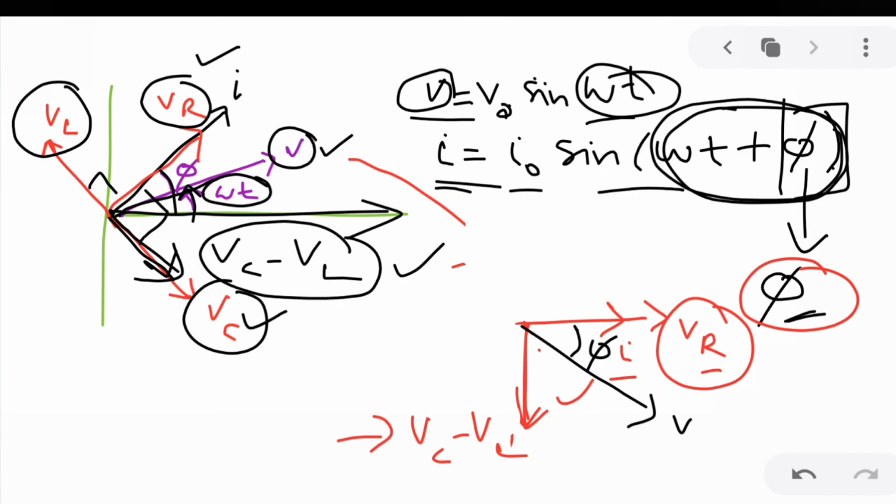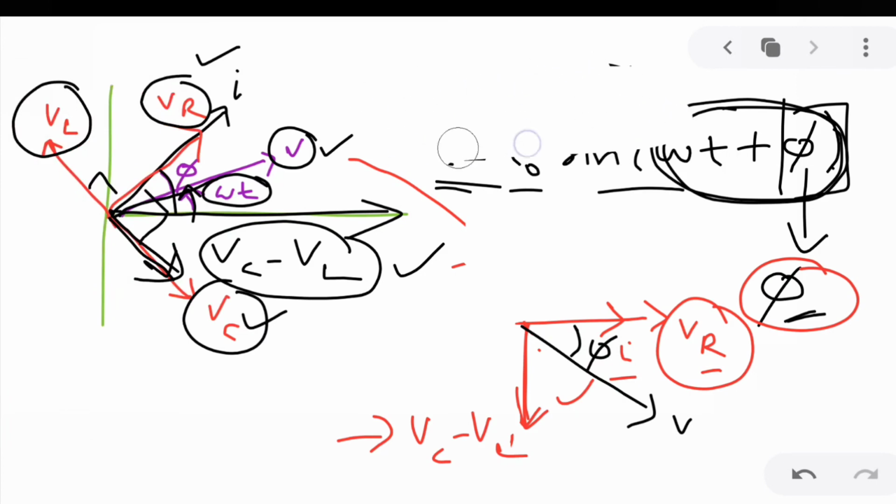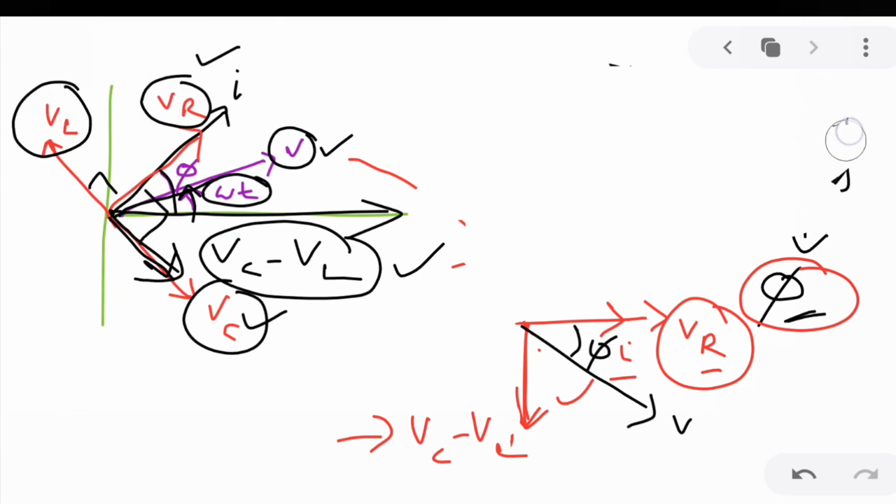Now we have to find the value of this phase difference phi. If we take tan phi, what will be the value of tan phi? Tan phi will be perpendicular by base.